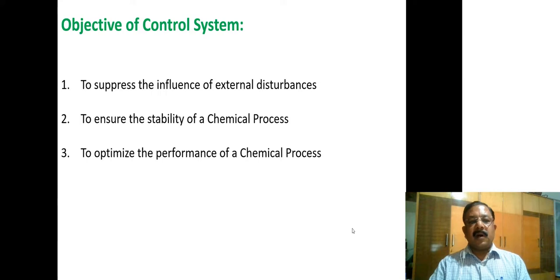The second objective of process control is to ensure the stability of a chemical process. Here, a chemical process is taken as an example. It need not be restricted to only chemical processes. And the third objective is to optimize the performance of a chemical process. The behavior or role of a controller can be analyzed by various ways of analyzing processes. There are various techniques that can be used to see the performance of a controller being used.